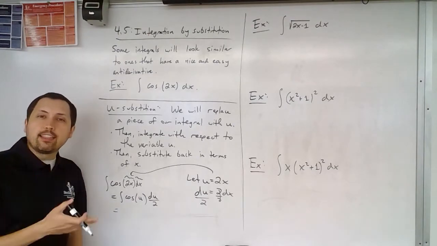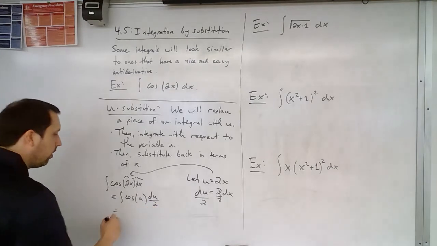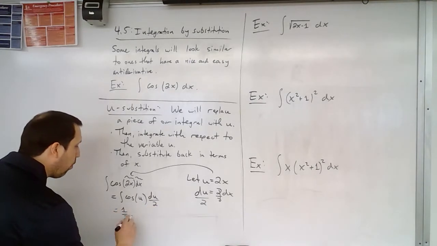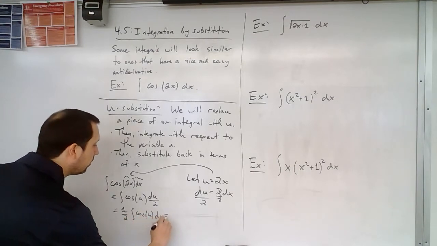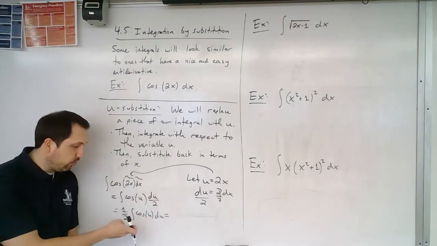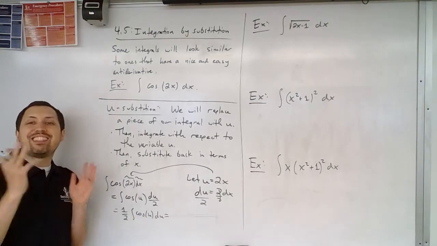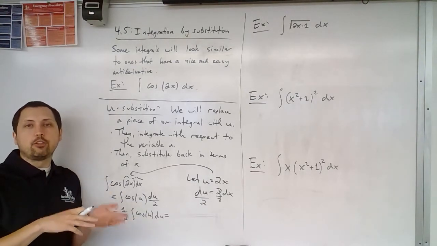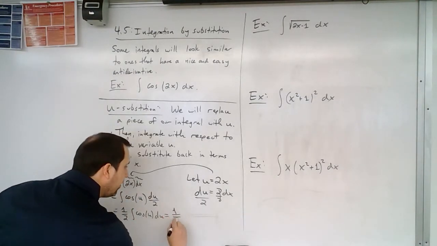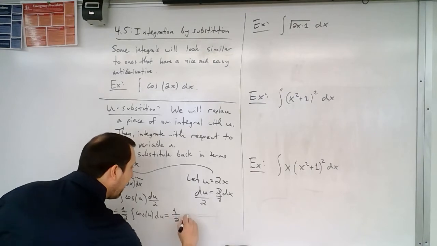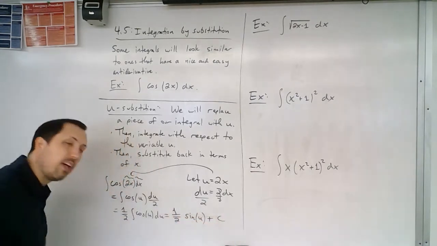Now remember, one of the things that we can do with integrals is we can pull constants outside of the integral. So if I pull out this, I have a 1/2. This is going to be equal to the integral of cosine u du. Now I can simply find the antiderivative of cosine of u. We know that's going to be sine of u. The derivative of sine is cosine, so that makes sense. So the 1/2 stays in front, and I'm left with a sine of u plus c.